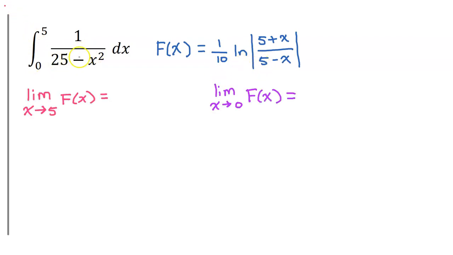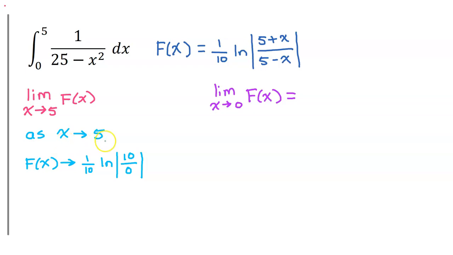So here's the original problem and the new antiderivative. To evaluate the improper integral, we need to find the limit as x approaches 5 and the limit as x approaches 0. We cannot use direct substitution for this first limit because the antiderivative is not defined at 5. However, you should be able to do this in your head. I'm going to show you my thought process, again using some invalid notation. Do not write this on your test.